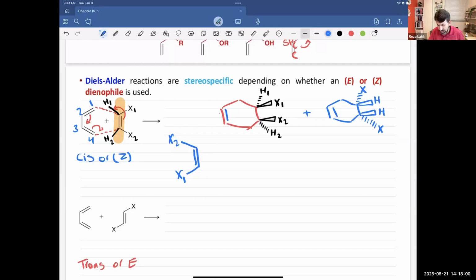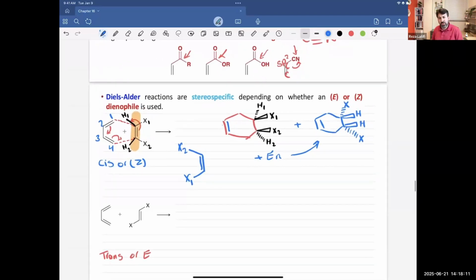And that's the reason whenever we write the product, we say plus En, which is that enantiomer. In this case, both X's are going to be on the same side, either up or down. Whenever we start with a cis, so I started with cis dienophile, and what did I get? The position of the two X's relative to each other will be cis.